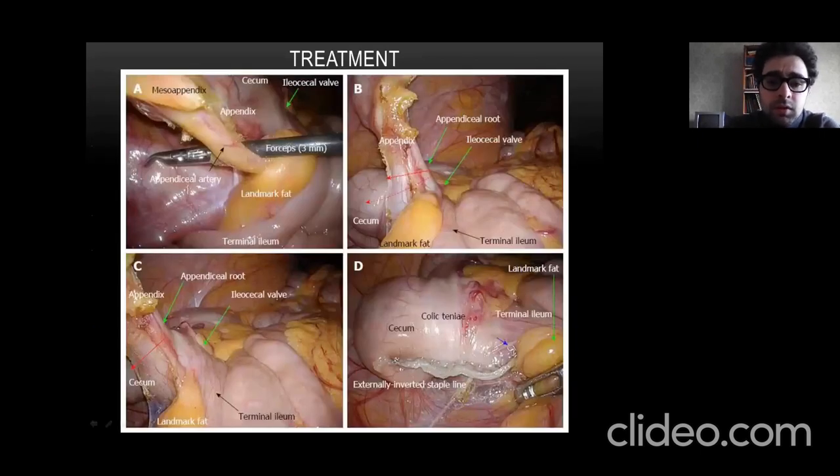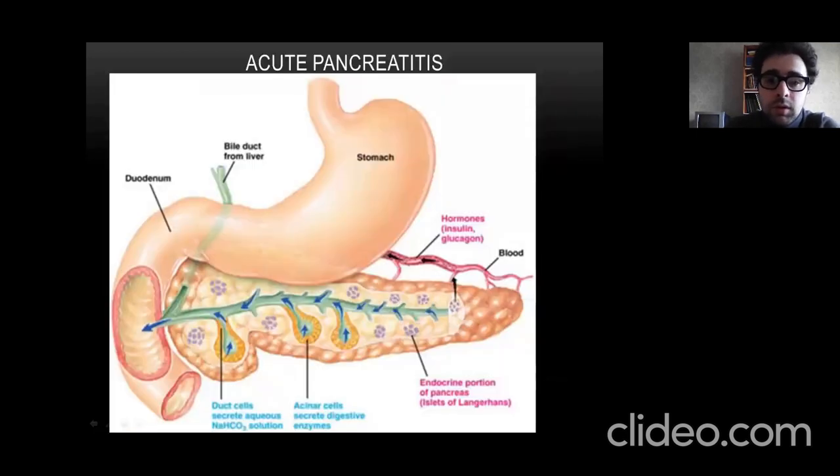This is typical laparoscopic appendectomy. This is appendix with mesoappendix. Here you should coagulate mesentery not to become bleeding. You coagulate mesentery, you look totally where is appendix, where it ends, where it begins, and then you make clipping. Typical laparoscopic appendectomy. Next disease, pancreatitis.